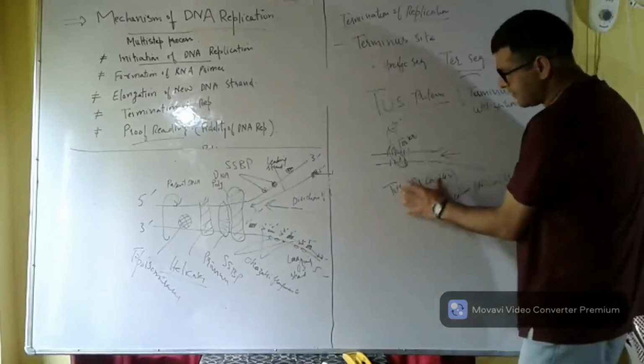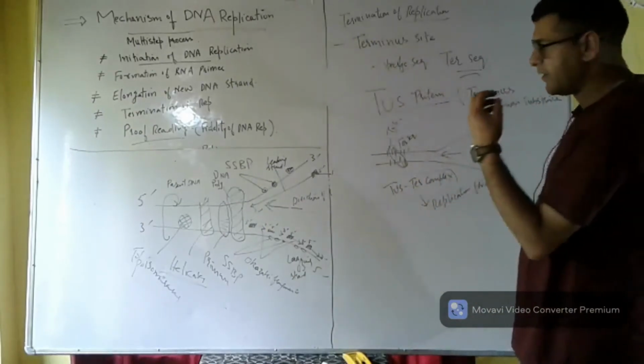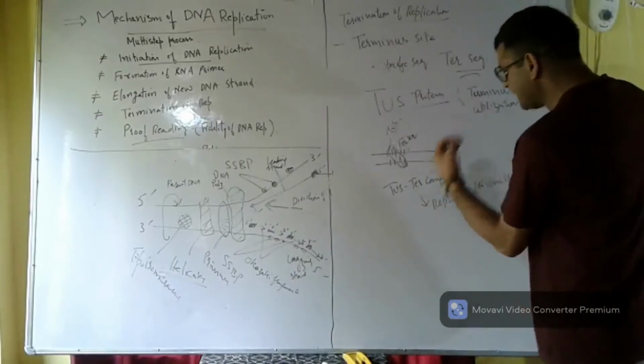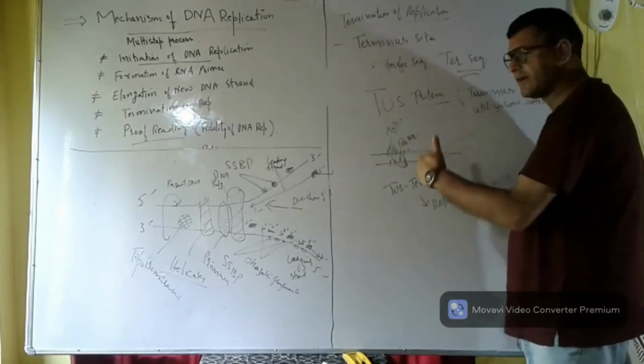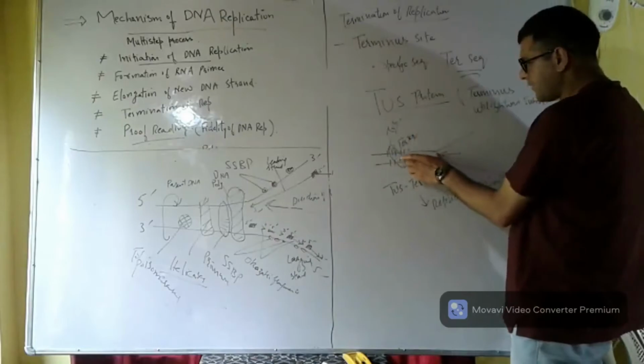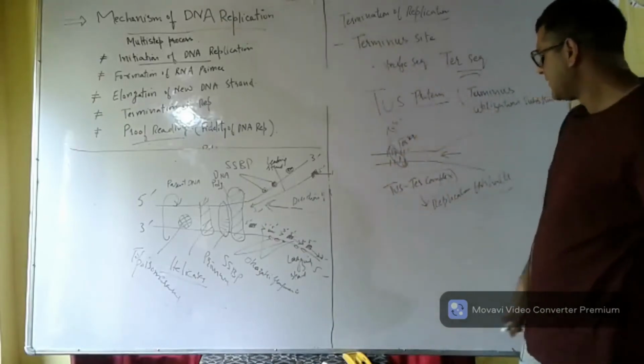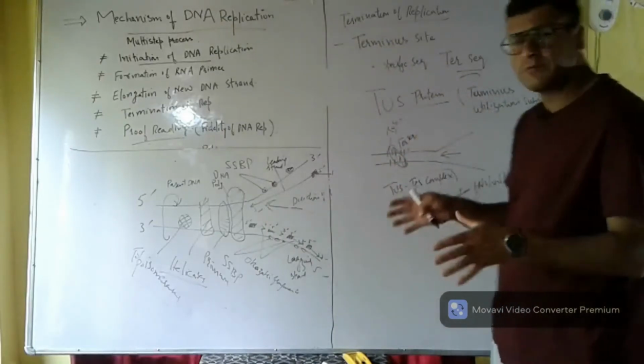That means it acts as a hindrance for the replication fork to go ahead. It blocks the path of the replication fork. So we can say that it has resulted in the termination of the replication.